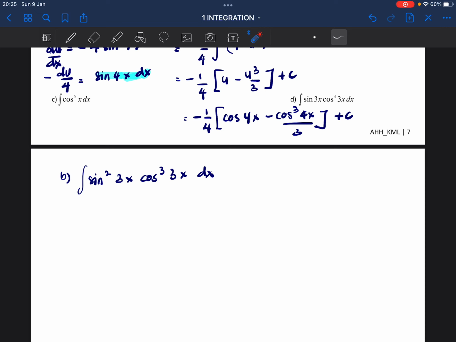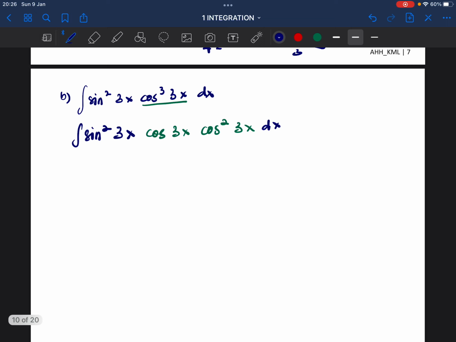Okay, so we are going to just leave sine square 3x as it is. Okay, jangan usik. So this part, the green color yang kita akan tukar. Okay, so we are going to separate cos cube 3x into cos 3x cos square 3x. Okay, so now yang dah tukar, yang hijau sahaja yang kamu kena tukar jadi identity. Okay, all the blue color tak perlu tukar.